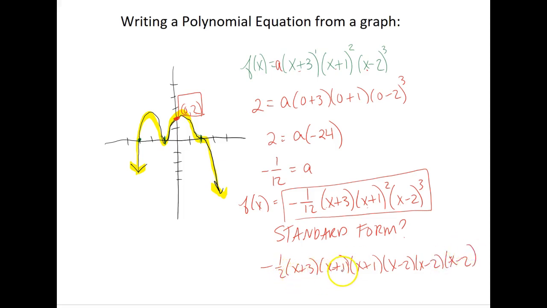You would foil these, then distribute it into that, then distribute all that into that, then distribute all that into that. It would take you a long time. So hopefully no one asked for standard form on something this funky, but factored form, perfectly acceptable, not too terrible.